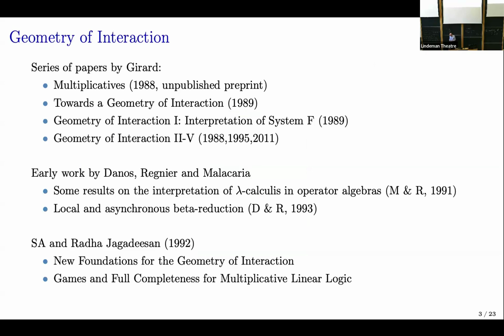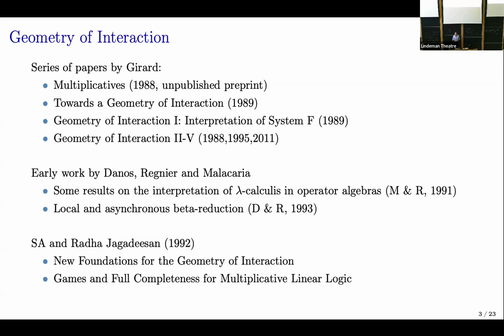So geometry of interaction may be something of a blast from the past for many people. Let me recall that the term was introduced by Girard in a series of papers starting in the late 80s. The first preprint I mentioned there actually has the seed of the idea, but only for the multiplicatives. The important one for me is the geometry of interaction 1, where the main points of the construction are laid out. They're laid out, but they're not very easy to understand. If you want to try and read it, then I'd be interested if you do find it easy.